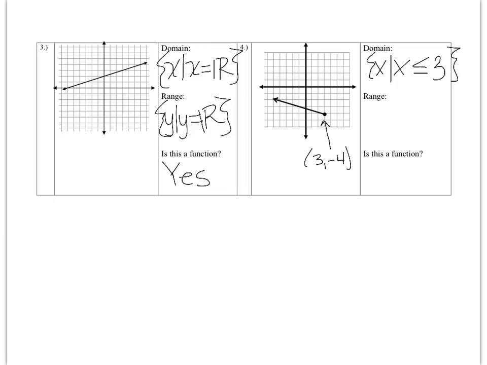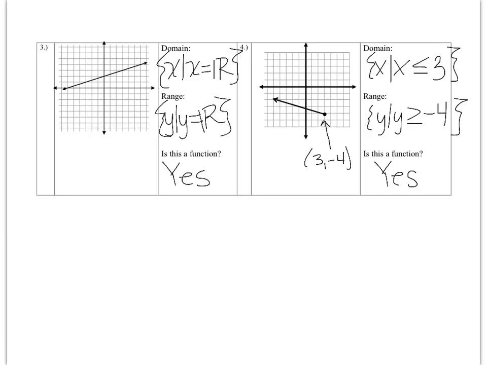All right, now the range, if you look at the range now we're looking at the y-axis. So if I take this point and I slide it over to the y-axis, well, that's hitting at -4, right? And then this line is shooting up, right? If I slid this over, then the rest of this line would be going up the y-axis. So these y values are going to be everything greater than or equal to -4, because we're going up. So the range here would be written as y such that y is greater than or equal to -4. And is this a function? Yes, it passes the vertical line test.